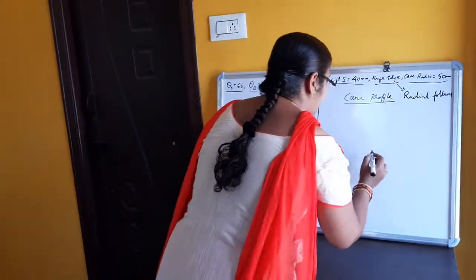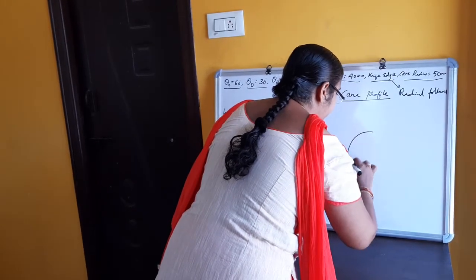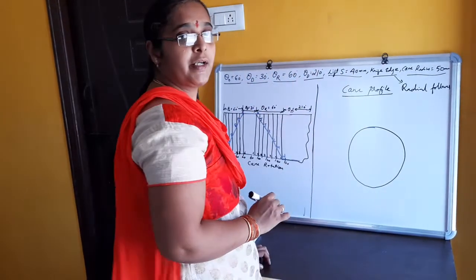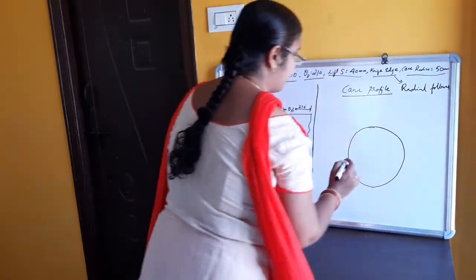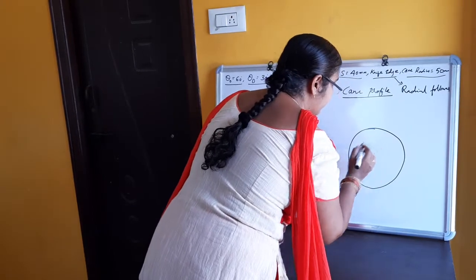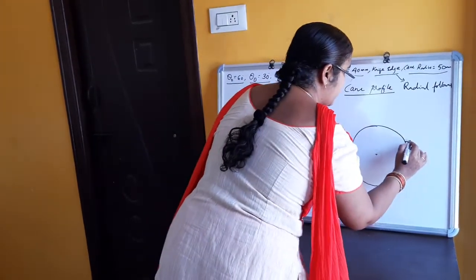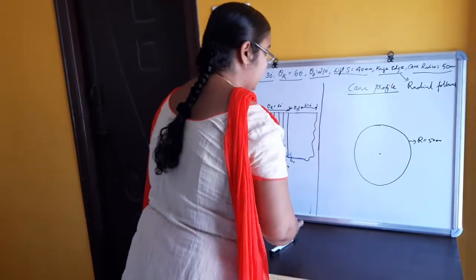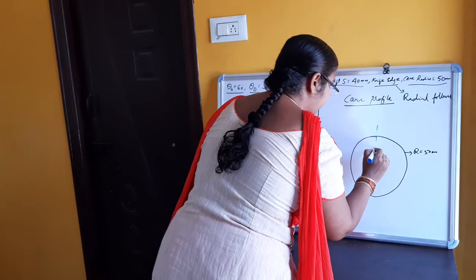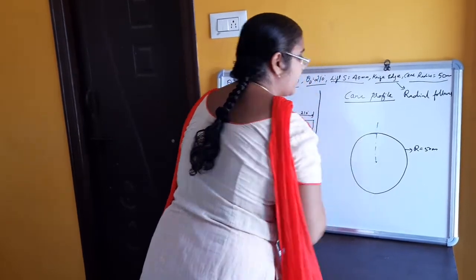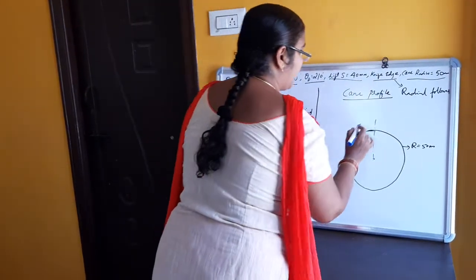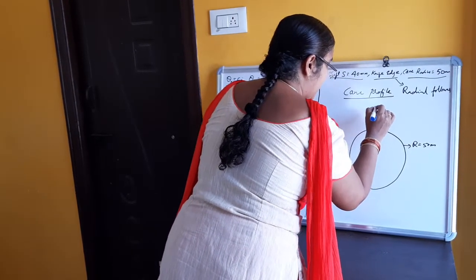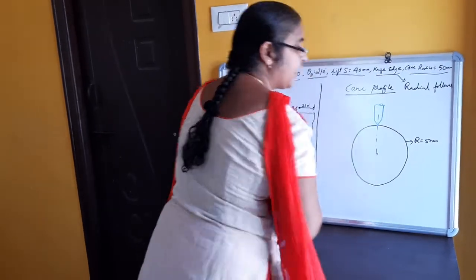So let me draw a circle by using the minimum radius of the cam as 50 mm. Let me locate the center. So radius is 50 mm. Here you are supposed to locate the knife edge follower. Since it is radial, the axis of the follower is coinciding with the axis of the cam.